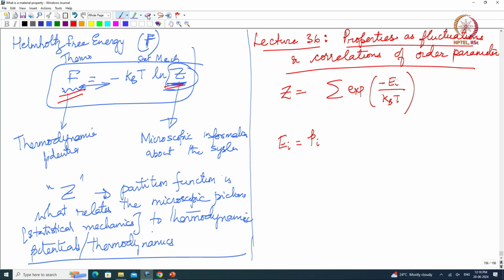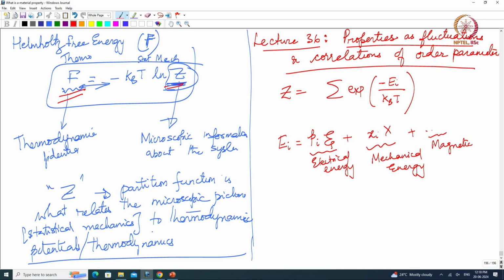Okay, so electric field I am just going to write as script E, plus, so this is the electrical energy, plus xi times capital X, this is the mechanical energy, right. So internal energy, mechanical energy of the system, plus and so on and so forth. I mean, so if I have to add magnetic energy, I will add magnetic energy, right, and so on and so forth.